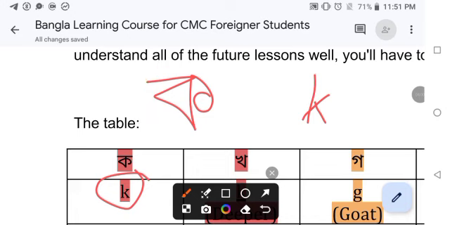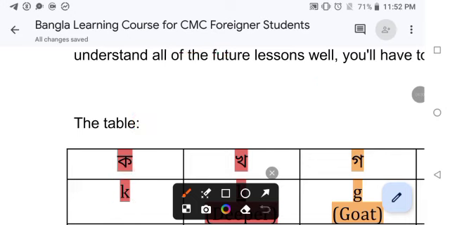Ko, ka, ke, ka, ki, ku, koi, ko. Okay, now I have to do the same for the second one.